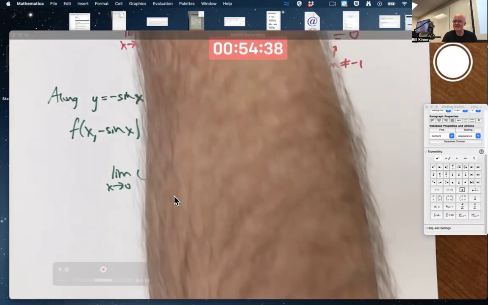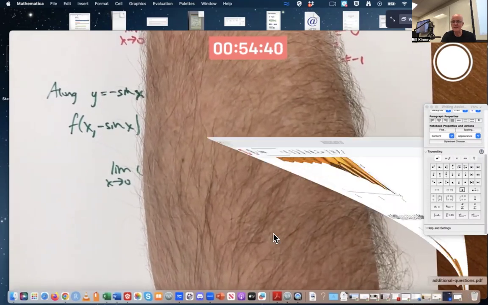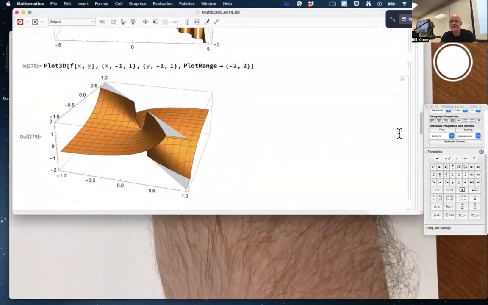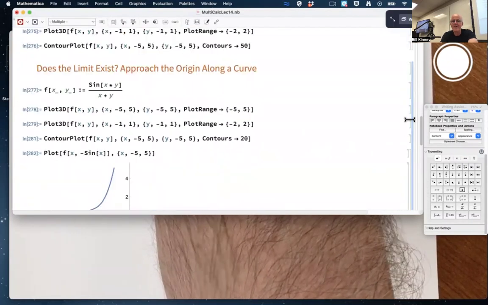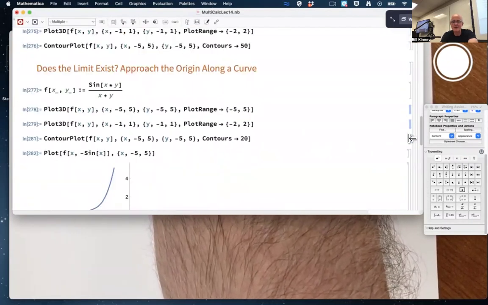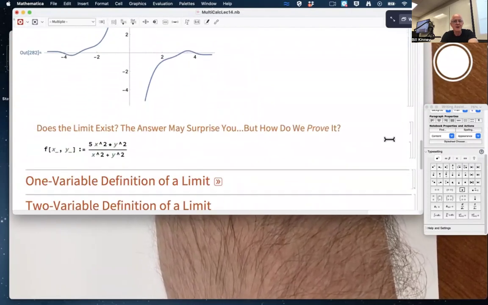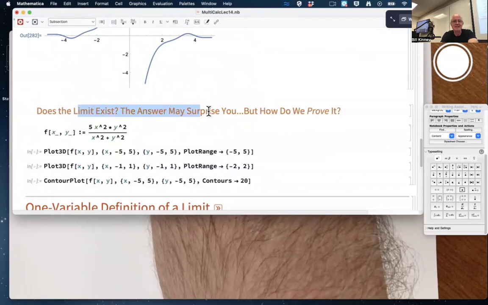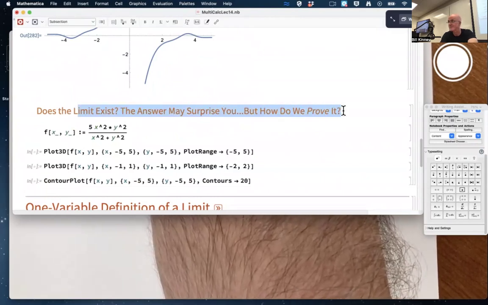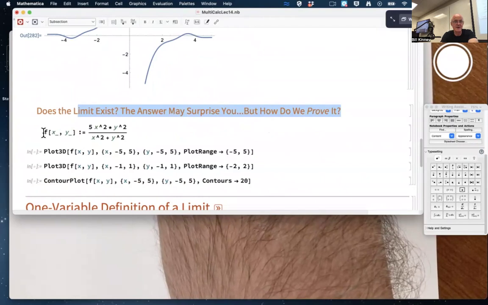So it seems like for these weird examples, the limit just doesn't typically exist. But that's a misimpression as well. Because for the next example, this one, the limit does exist. Does this limit exist? The answer may surprise you, but I'm telling you the answer. It does exist. Write down this function.